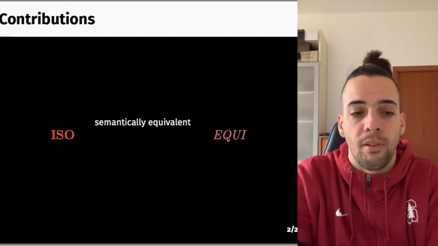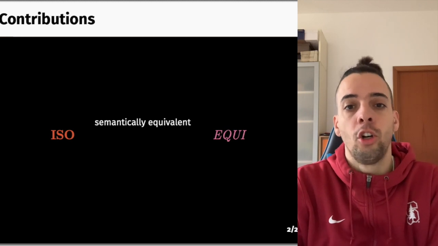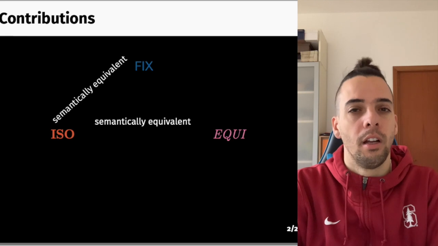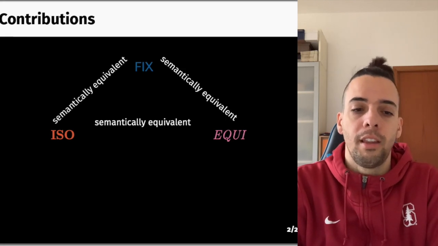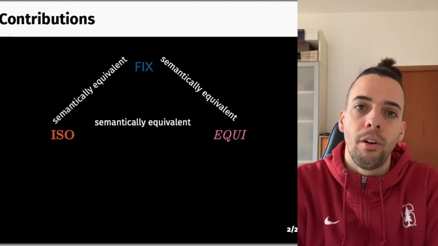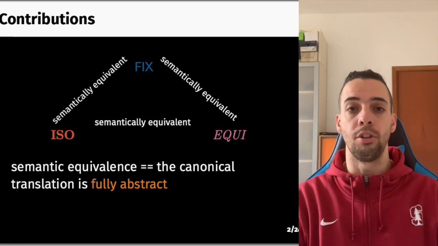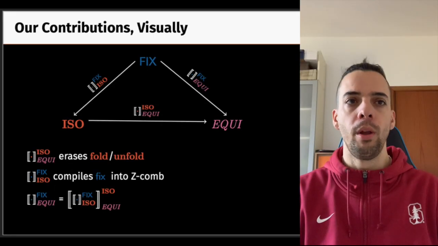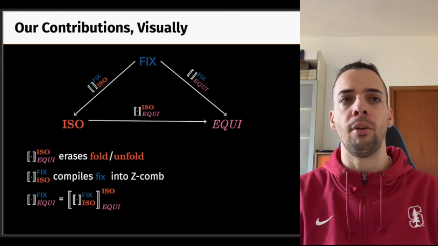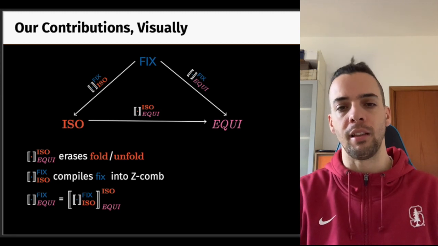In our work, we provide an answer to these questions, and we prove that isorecursive and co-inductive equirecursive types have the same semantic expressiveness. Additionally, we also prove that they are semantically as expressive as just adding a fixed point operator to the language. To compare language expressiveness, we rely on the notion of fully abstract compilation. We prove that the canonical compilers between these languages are fully abstract, and from this we conclude that the languages are equivalently expressive from a semantics perspective.